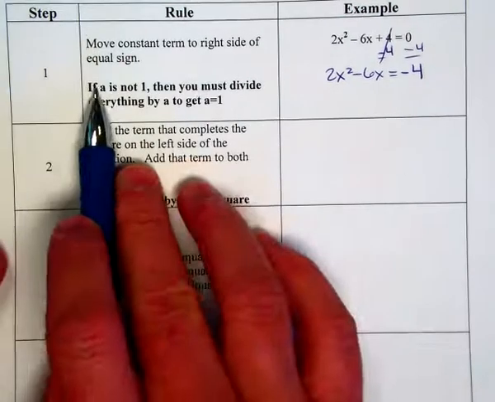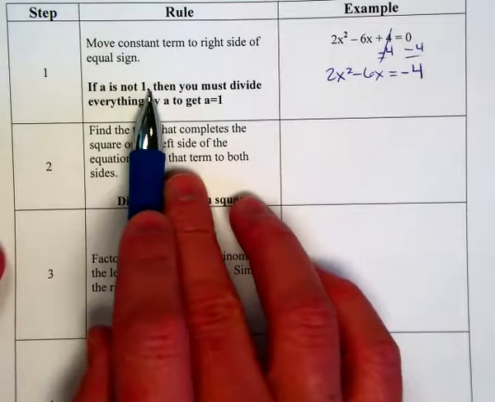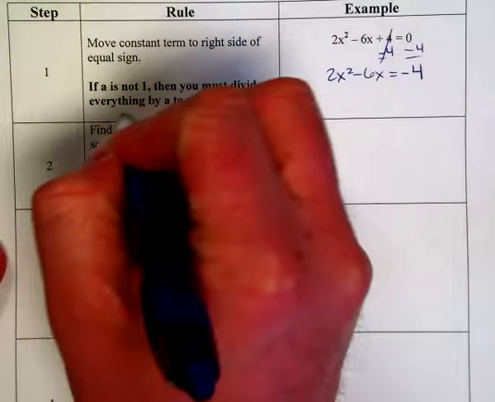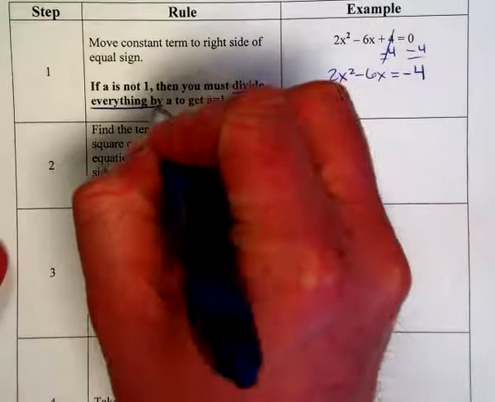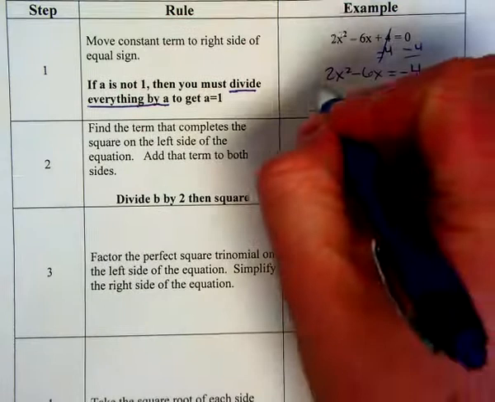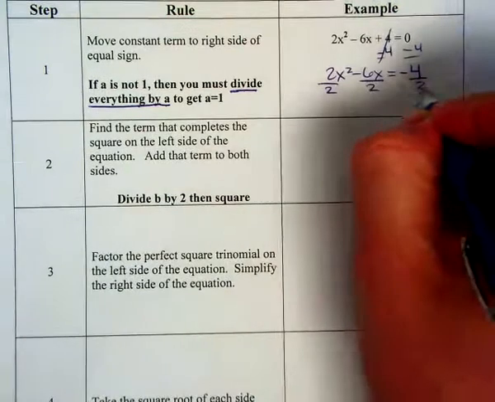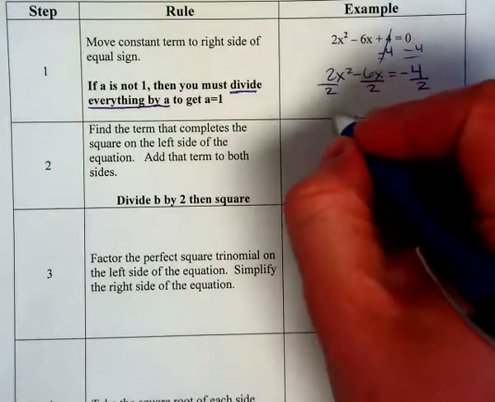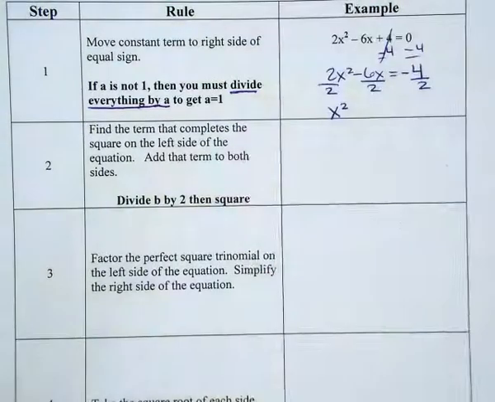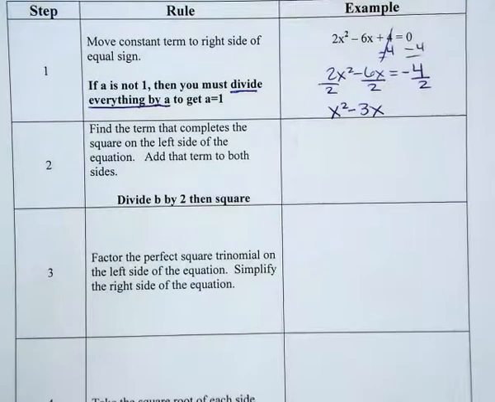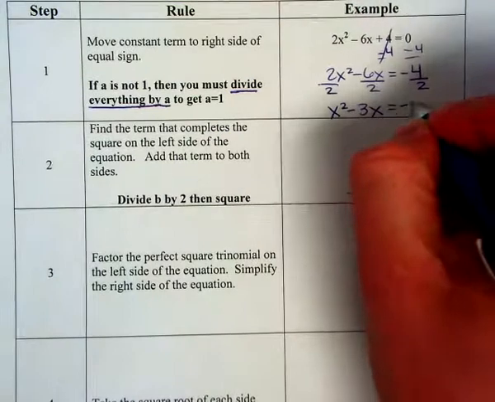Now, we have to actually pay attention to this part. If A is not 1, and it's not, you must, underline this, divide everything by A. Which number is A? 2. Divide everything by 2. This divided by 2, this divided by 2, that divided by 2. Well, 2 divided by 2 is 1, so now it's 1x squared. 6 divided by 2 is 3, so now it's minus 3x. And 4 divided by 2 is 2, so now it equals negative 2.